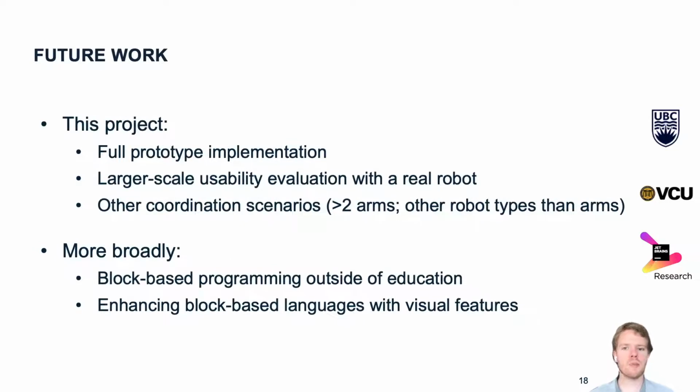This concludes what we present in our paper. Since it got published, we have finished our prototype implementation and are now planning a larger scale user study with a real robot. We are also looking into how we can transfer our design ideas to other coordination scenarios like more than 2 robot arms or other robot types than just stationary arms.